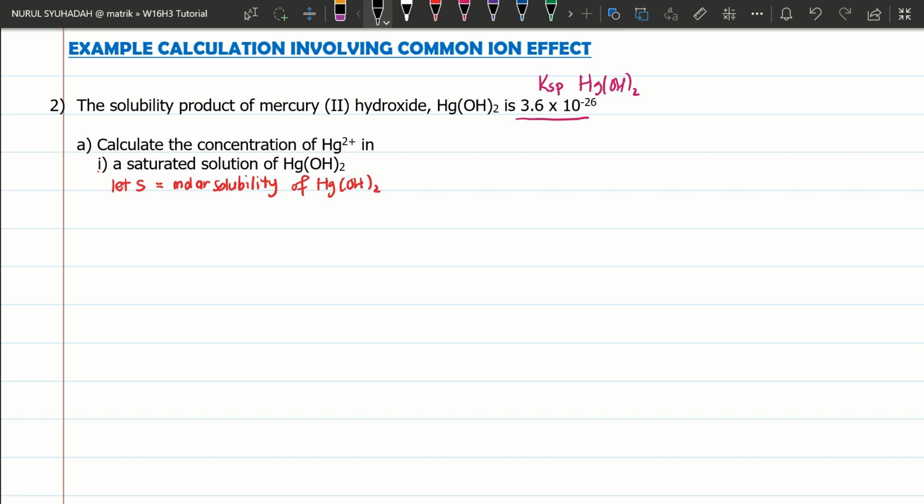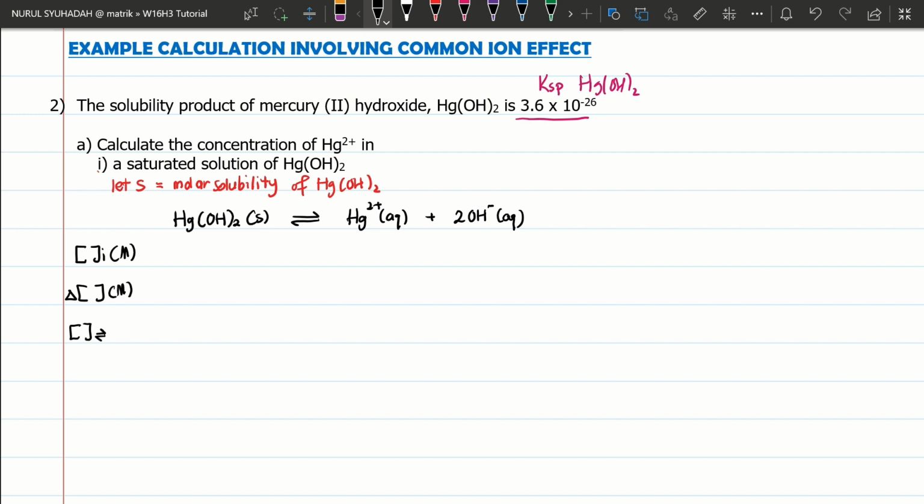Next, our ice table. So ice table kita, equation kita: Hg(OH)2, okay, solid in equilibrium with its ion. So kita ada ion kita dekat sini, Hg2+ aqueous tambah 2OH- aqueous. Okay, so concentration initial, okay, change in concentration, dan concentration at equilibrium. So let's substitute the values.